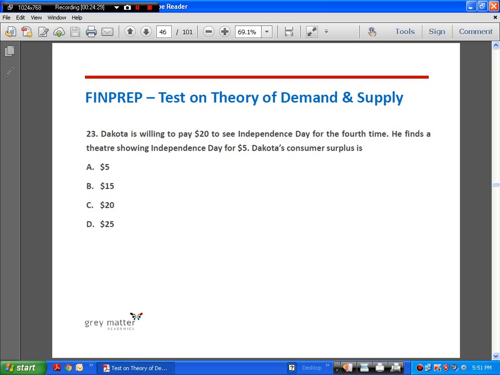The 23rd question. Dakota is willing to pay $20 to see Independence Day for the 4th time. He finds a theater showing Independence Day for $5. Dakota's consumer surplus is $5, $15, $20, $25. Consumer surplus is nothing but the difference between how much the consumer is willing to pay and how much he actually pays. So here you will notice that Dakota is willing to pay $20, but actually he is only paying $5. So the difference between these two, 20 minus 5, gives us $15 as the consumer surplus. So option B, $15, is the right answer.